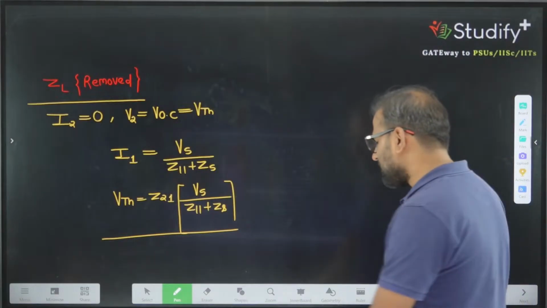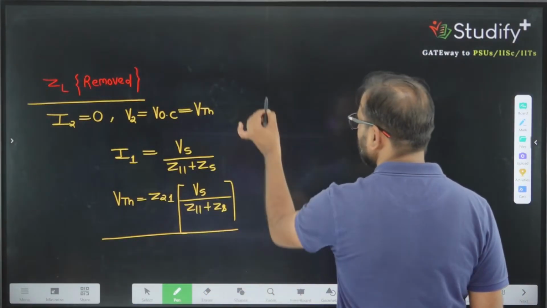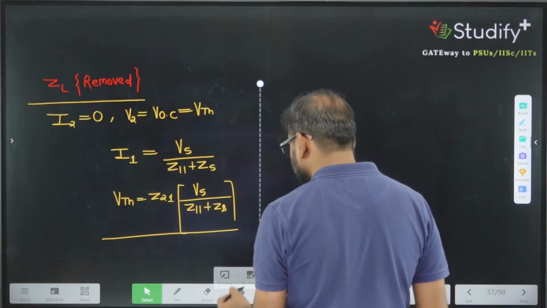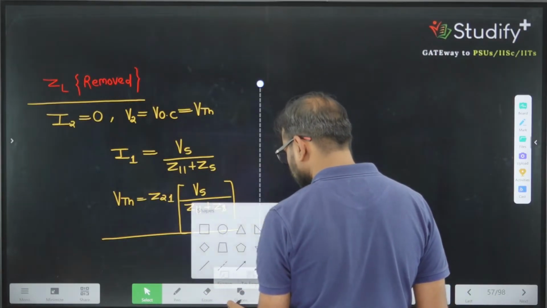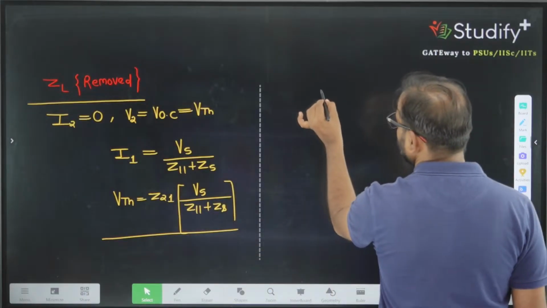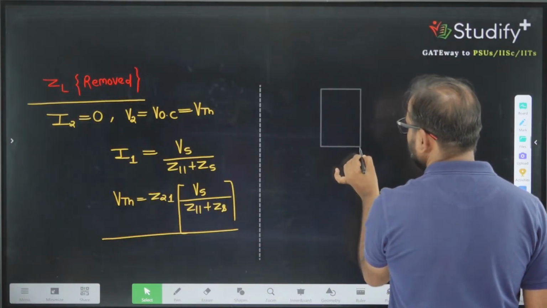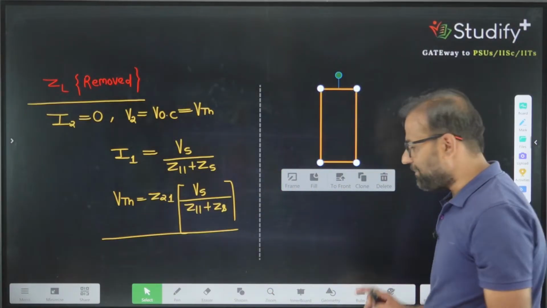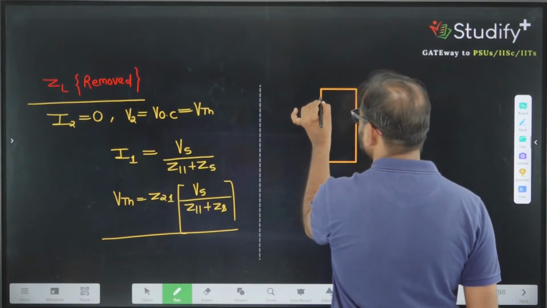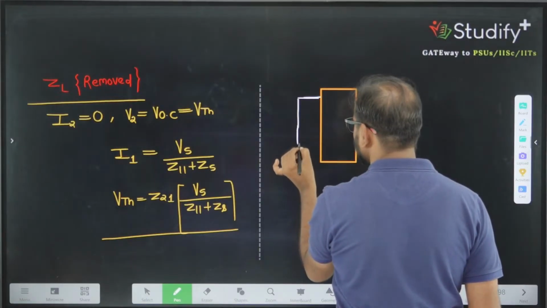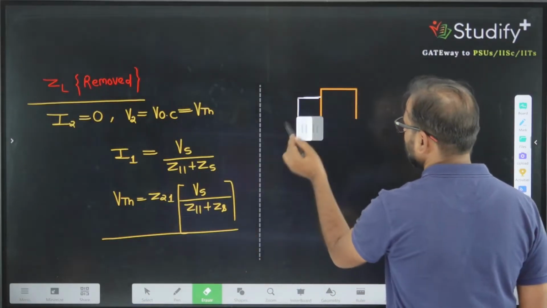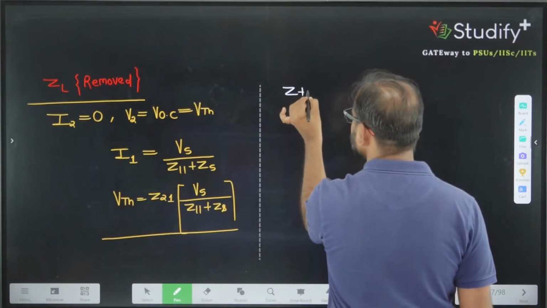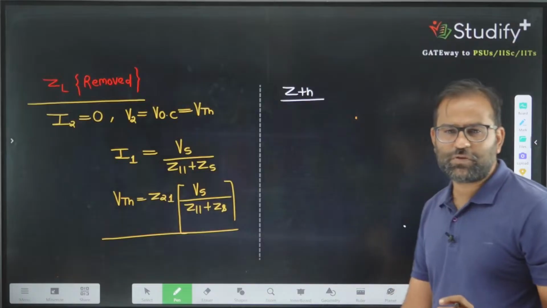So how to calculate the ZTH? This is a very interesting thing. The idea of calculating the equivalent resistance is very simple. How do we do this? If this is our network, how to calculate the ZTH? So calculation of ZTH is very simple. Make independent sources equal to 0. Remember, this is ZTH, and we are recalling the concept of calculating the ZTH.